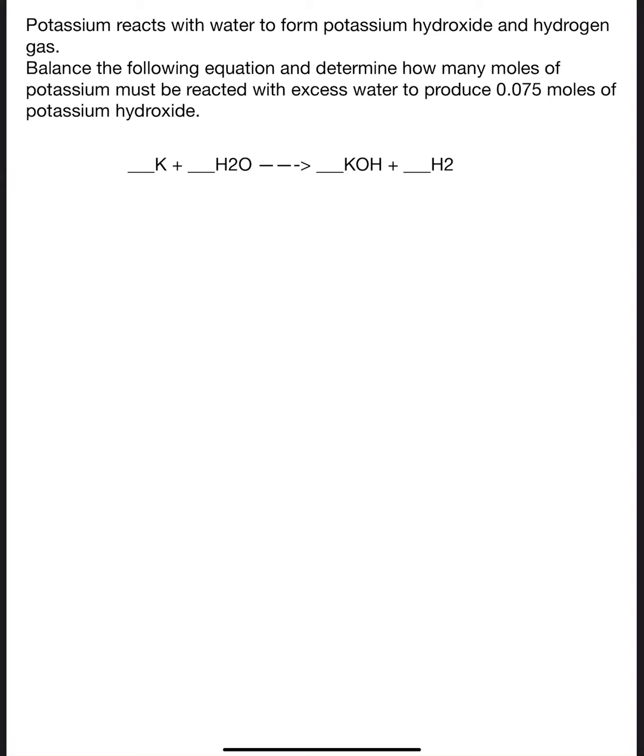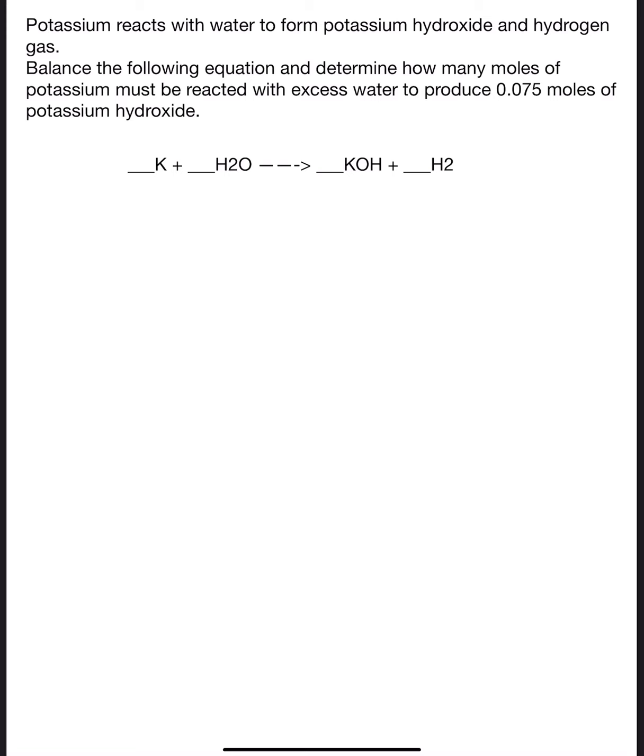Hey guys, I have a quick and easy problem for you, but I have a couple tips when it comes to balancing equations which I would like to share. I know this one's more straightforward, but I feel like this tip will help guide you through more complicated balancing equation problems. I hope you find this helpful, so let's get started.